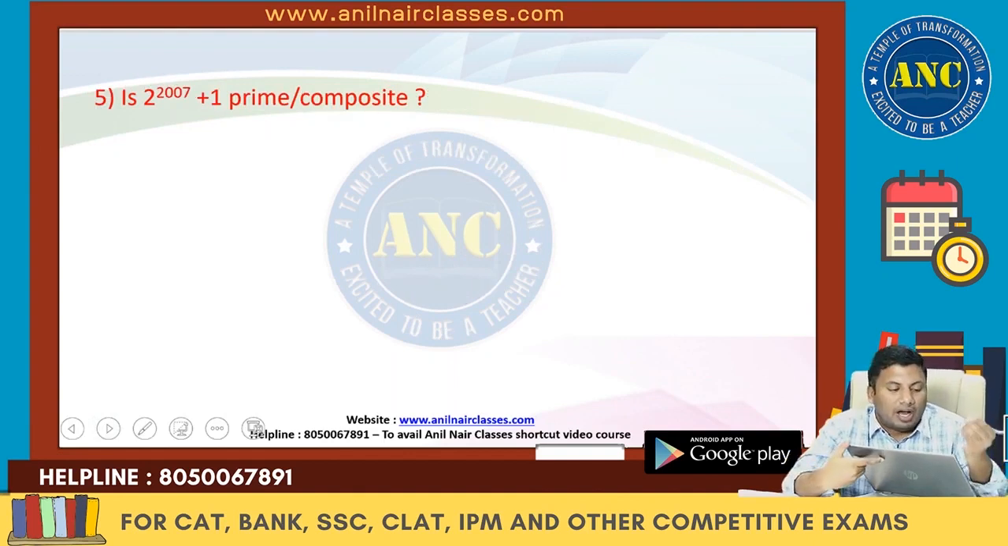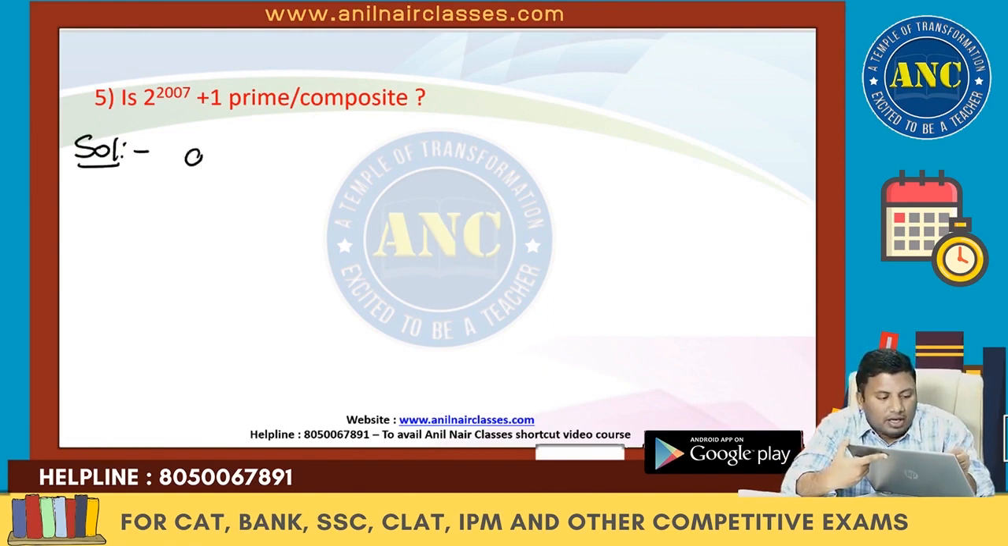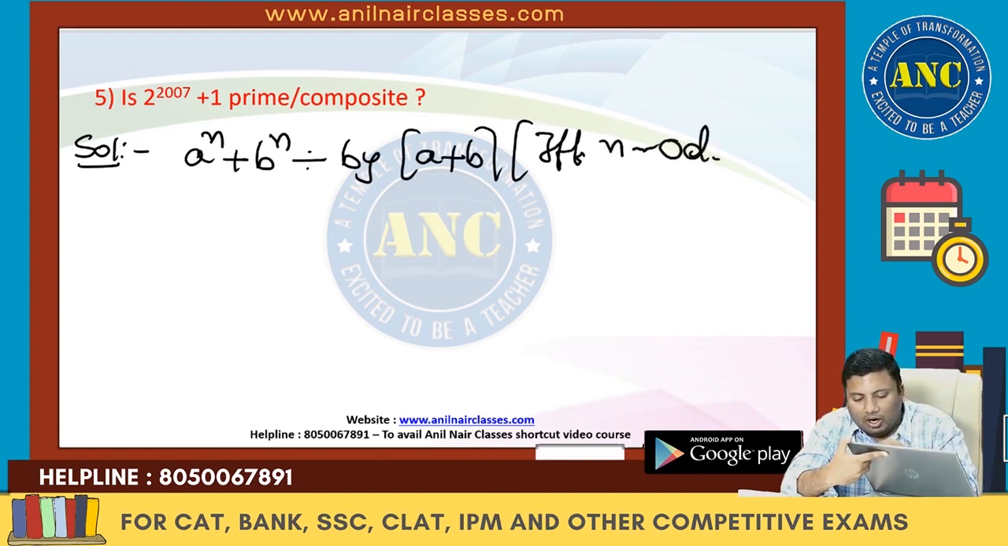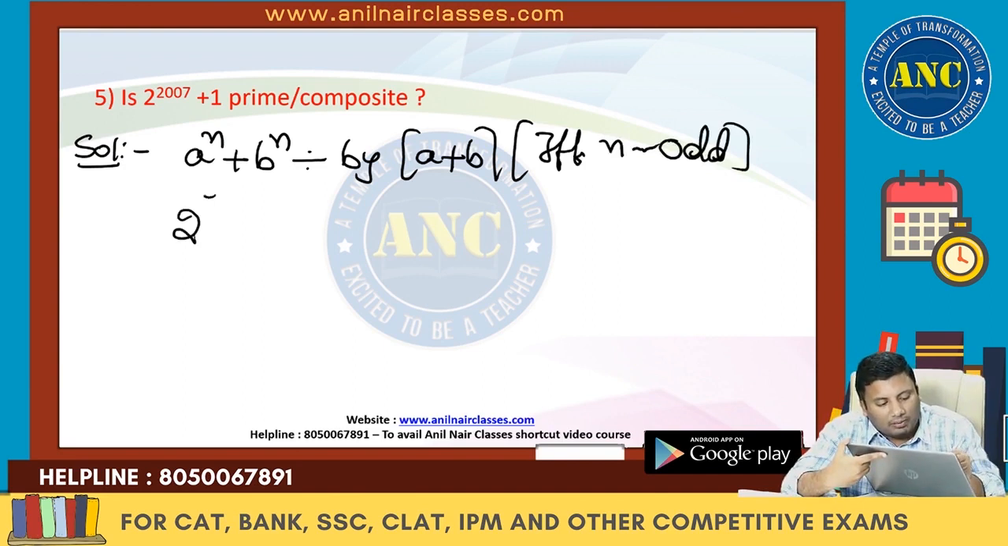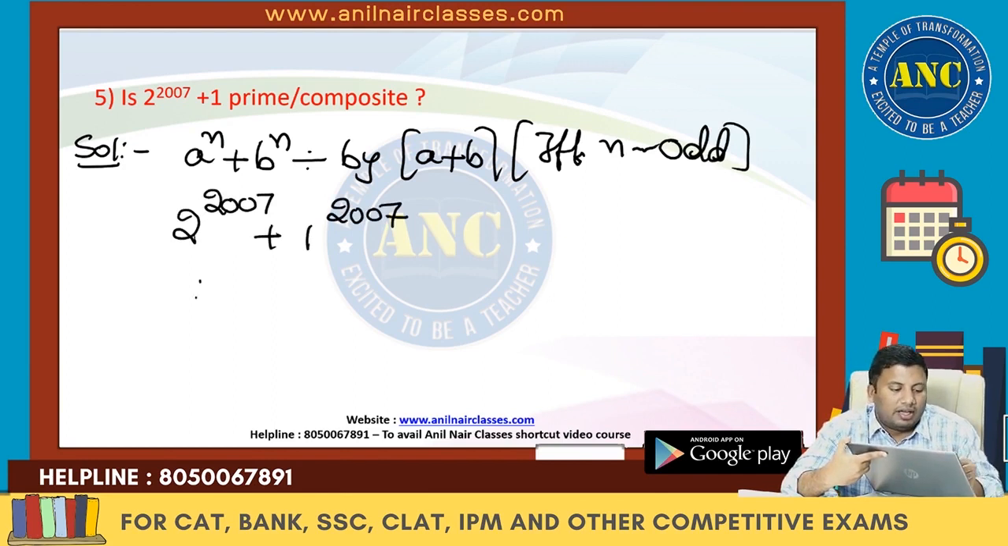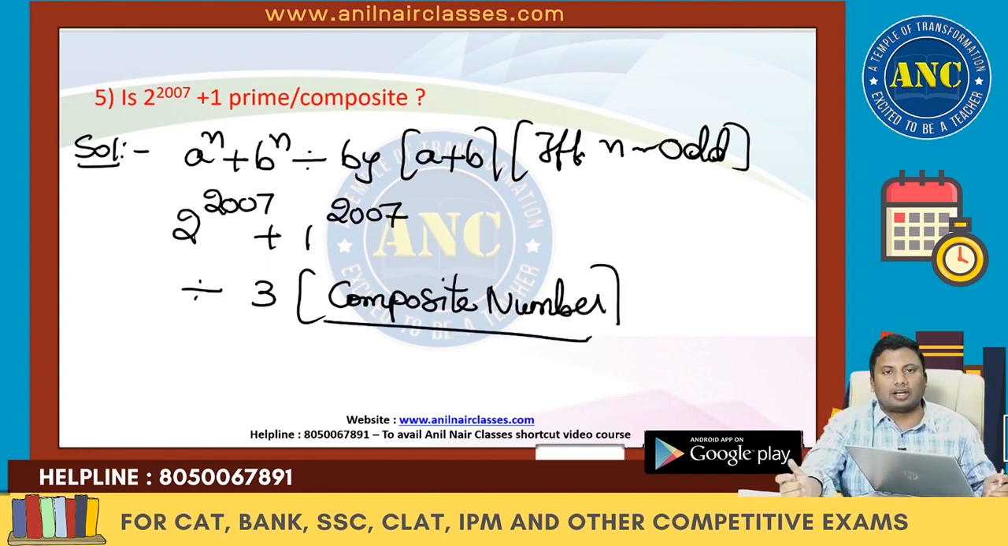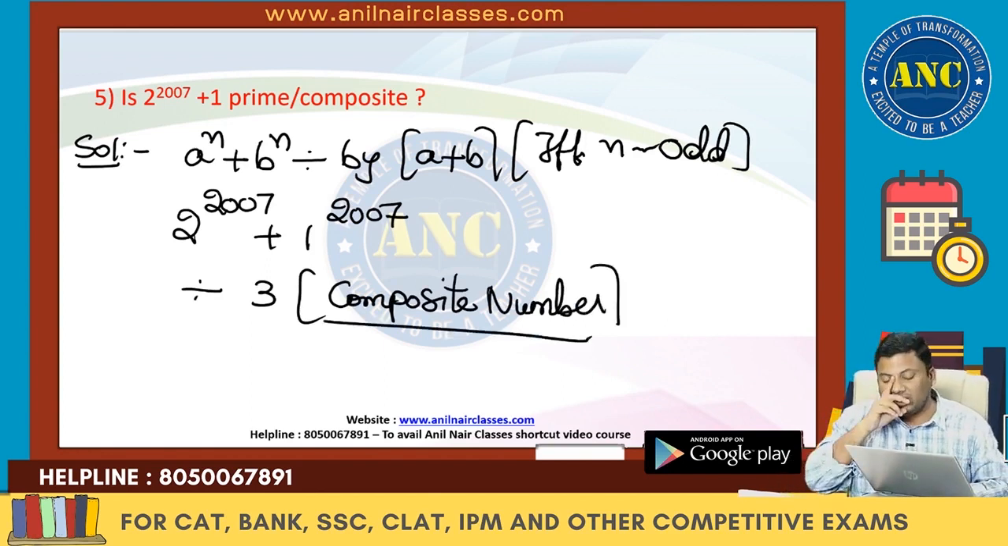Next one, 5th one. Another example, exam related question: 2 power 2007 plus 1. a power n plus b power n is divisible by a plus b if n is an odd number. So this is nothing but 2 power 2007 plus 1 power 2007. It is divisible by 3. Any number divisible by 3 becomes a composite number. Composite number, this is the answer. I hope question number 5 is crystal clear to you.